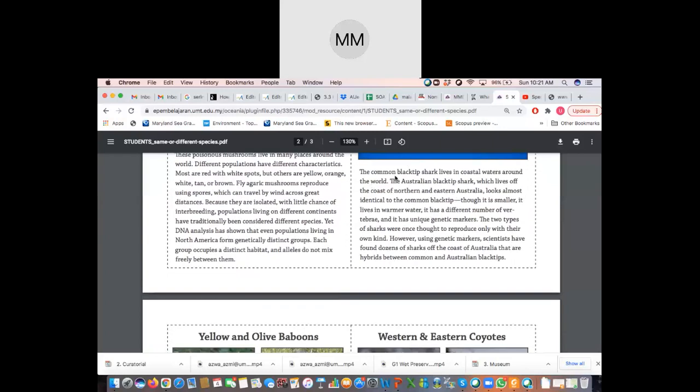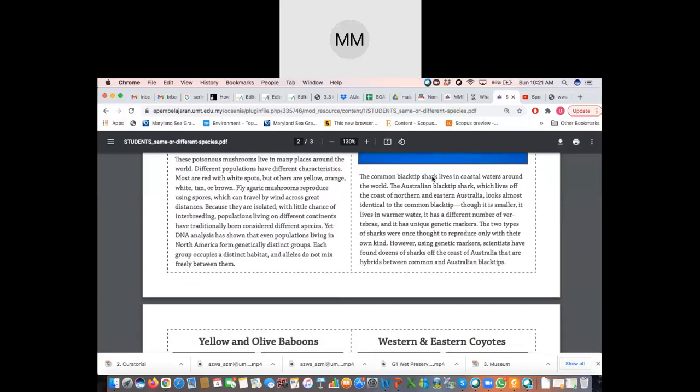Now, the common black-tip shark lives in coastal waters around the world. The Australian black-tip shark, which lives off the coast of northern and eastern Australia, looks almost identical to the common black-tip. Though it is smaller, it lives in warmer waters. It has different numbers of vertebrae. Again, look here: different numbers of vertebrae and has unique genetic markers. But then the other keyword here is looks almost identical.